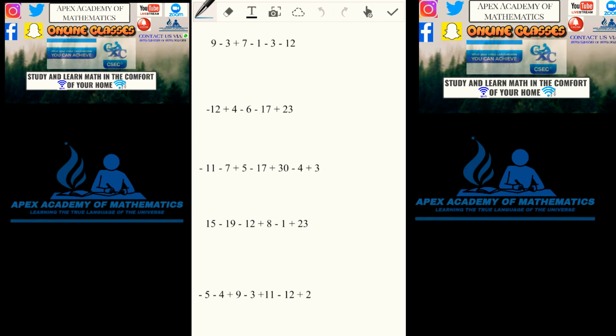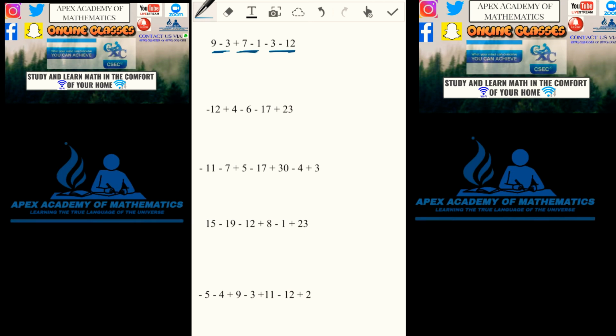Okay, and when we're associating numbers, we associate them into groups of 2. So first I want to put these numbers into groups of 2. Okay, and I'm using lines. I'm not using brackets, I'm using lines.